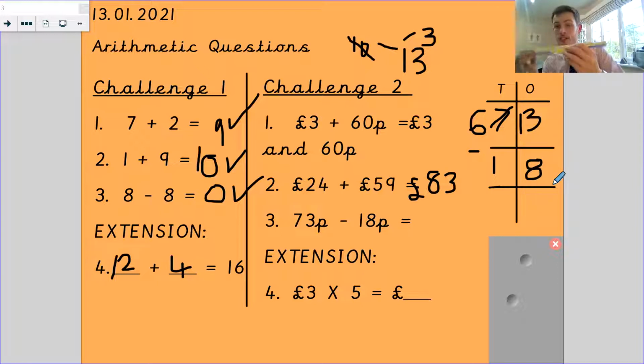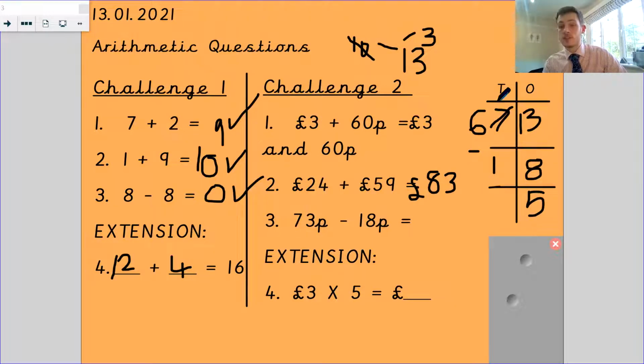Well, again, we're crossing the 10. I'm going to get my 13 on my ruler. I'm going to get my 8 on my ruler. And I'm just going to count how many until I get from 13 down to 8. So I'm just going to count from 13. I go 1, 2, 3, 4, 5. 5 jumps backwards gets me to 8. So my answer must be 5. That was my answer there.